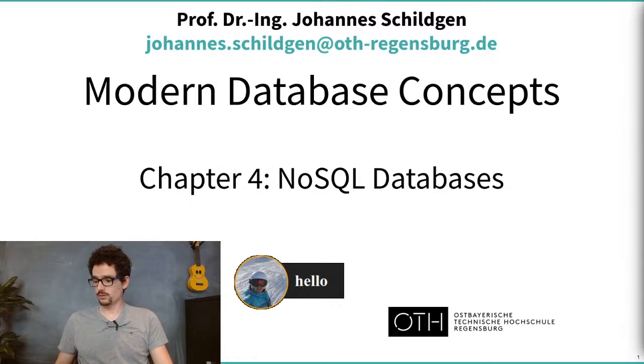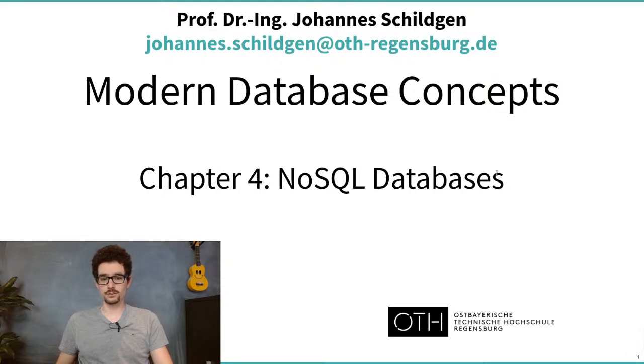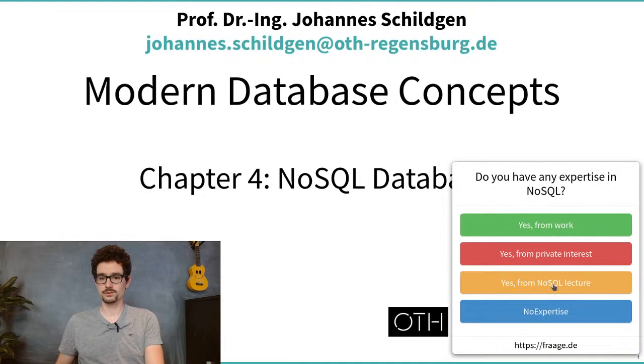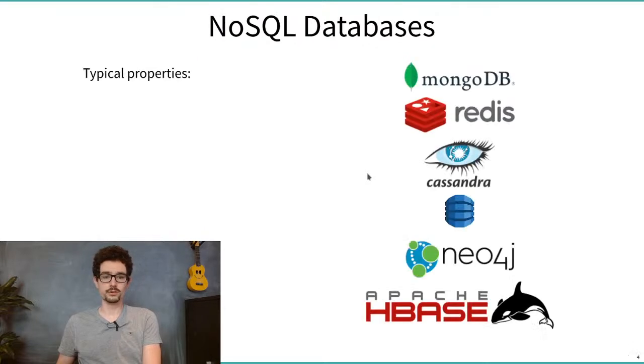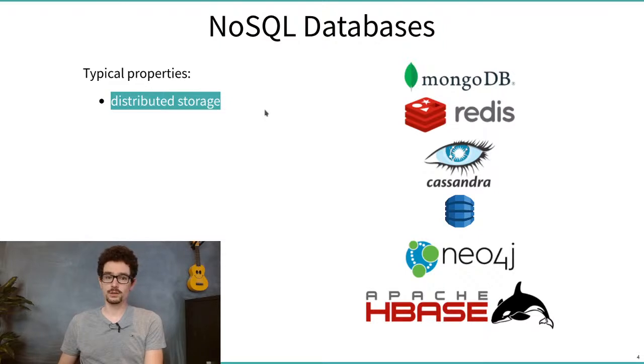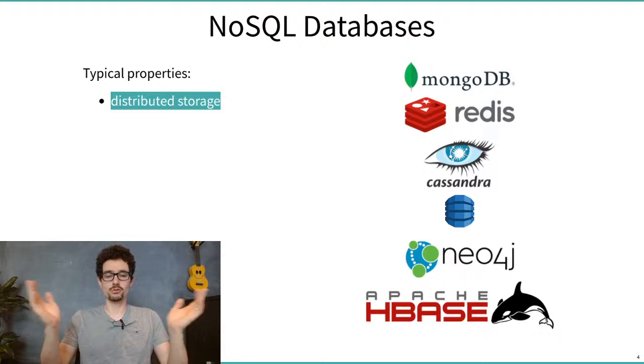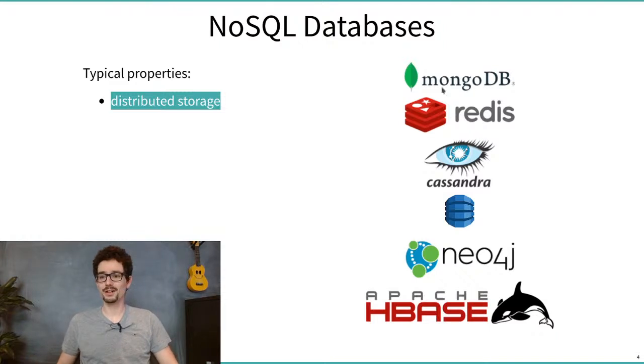In NoSQL databases, we took a look at some properties last time. NoSQL stands for not only SQL. Typical properties: NoSQL databases are distributed databases. For example, in a Redis key value store, we distribute the key value pairs over the nodes in a cluster. If we store 1 million key value pairs in a Redis database, then 100,000 are stored on that machine, 100,000 on this one, if you have 10 machines, and so on.